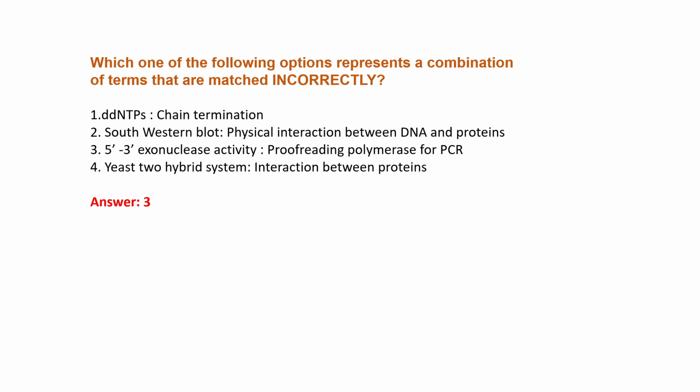Which one of the following options represents a combination of terms that are matched incorrectly? ddNTPs, chain termination, right. Southwestern blot, physical interaction between DNA and proteins. Okay. 5' to 3' exonuclease activity, proofreading polymerase for PCR. That is wrong. And yeast two-hybrid system, interaction between proteins. So options 1, 2, 4 are correctly matched. So the incorrectly matched option is option 3. Option 3 is the right answer.